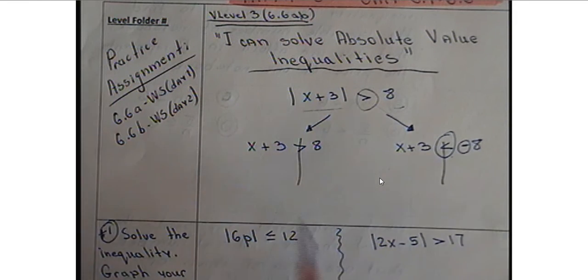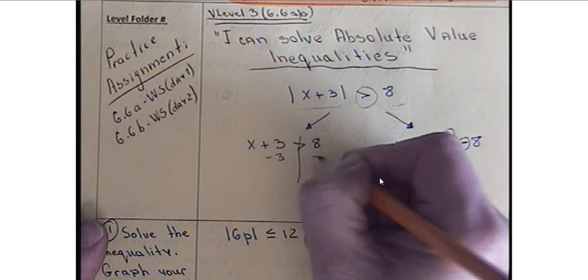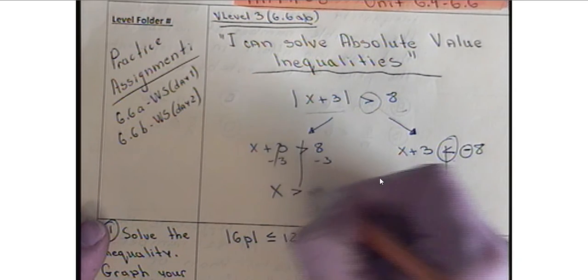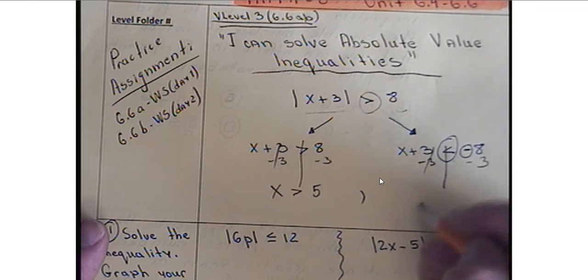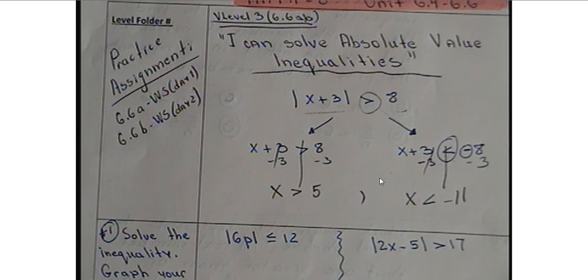So how do we solve it? We minus 3, x will be greater than 5. Then minus 3 again, x will be less than negative 11. And we're done with the first example.